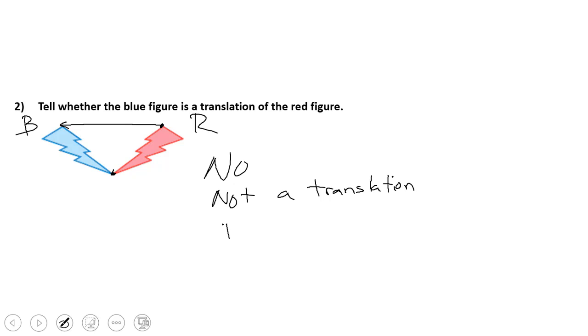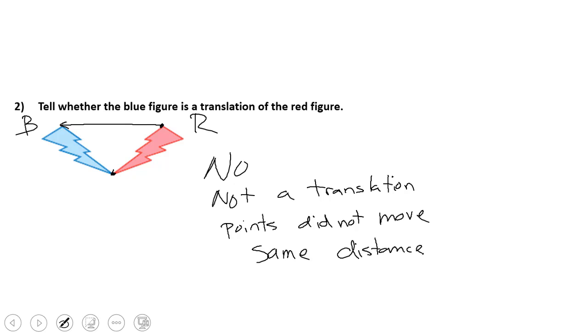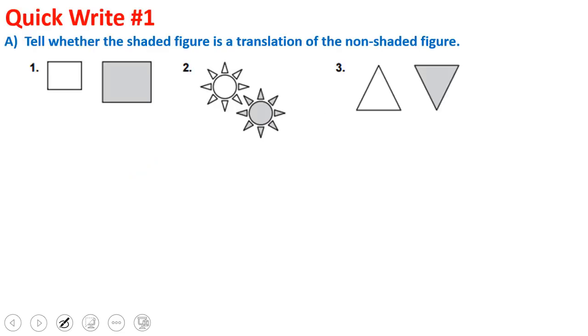Why? Points did not move same distance. You can argue that they went the same direction, because I could come at this point right here and go to there, and that moves the same direction, but you can certainly not argue that they're the same distance. You can see every one of those lines is different. So identifying a translation, pretty straightforward. I'm sure you're not having too much difficulty with this one. However, if you are, please, please, please, I'm begging you to ask questions when you come to class.